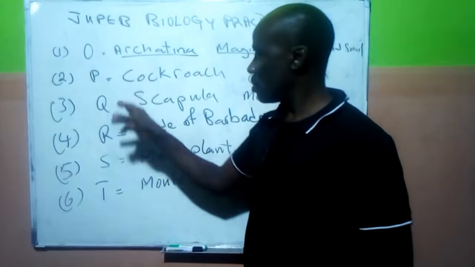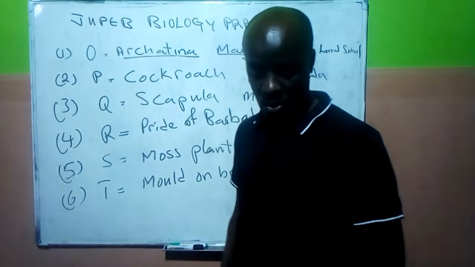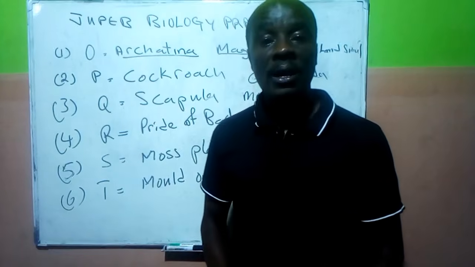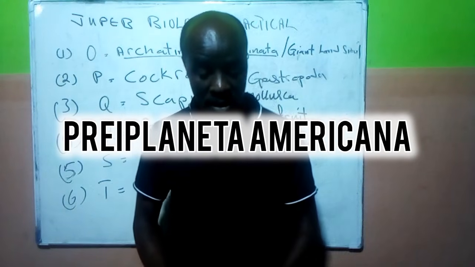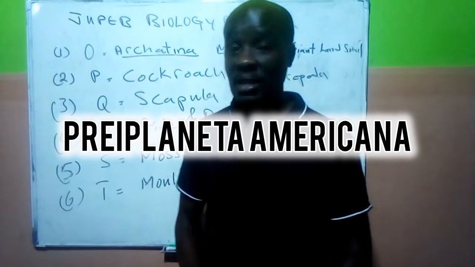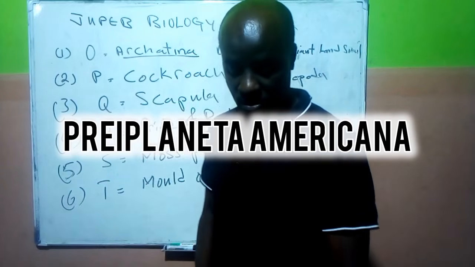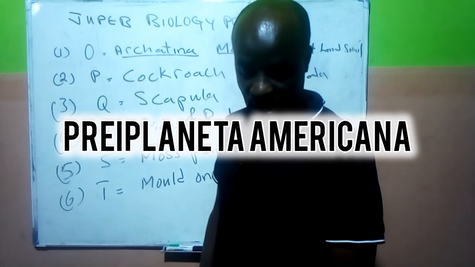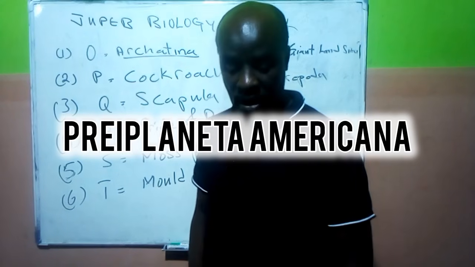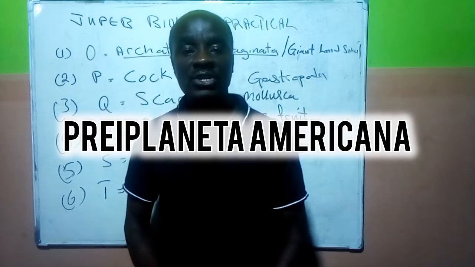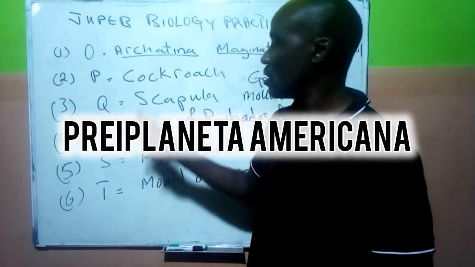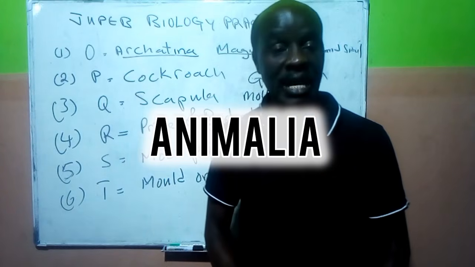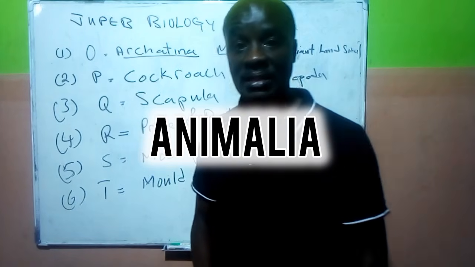So we look at the other one. The other one we're going to be looking at is the cockroach. The zoological name is Periplaneta americana. Sounds as if it's coming from America. In classification, it belongs to the same kingdom, Animalia, and then the phylum is Arthropoda.